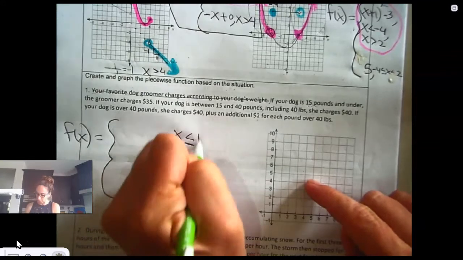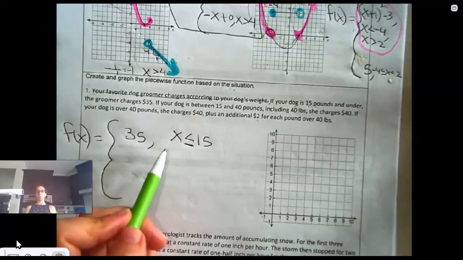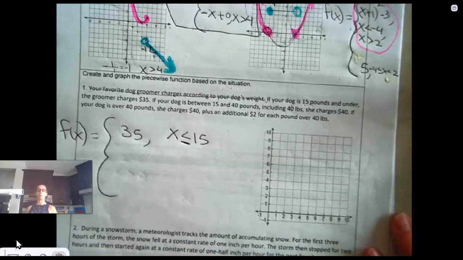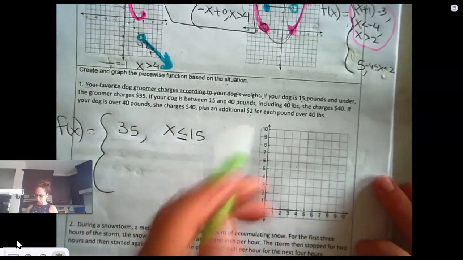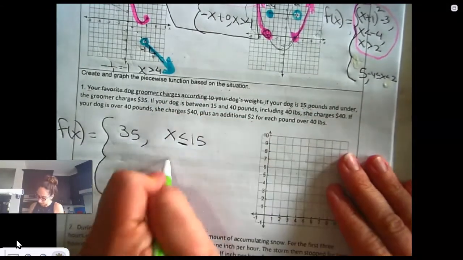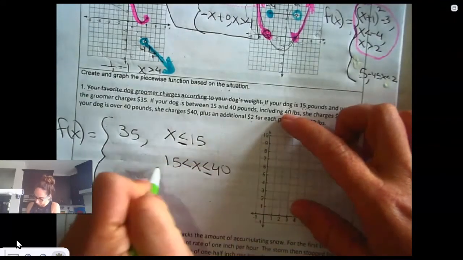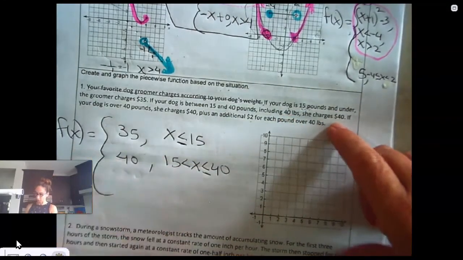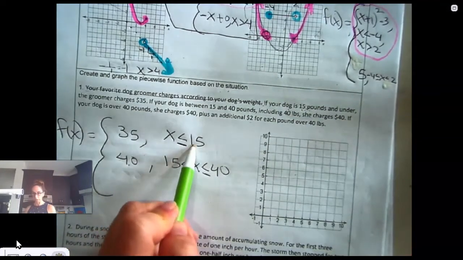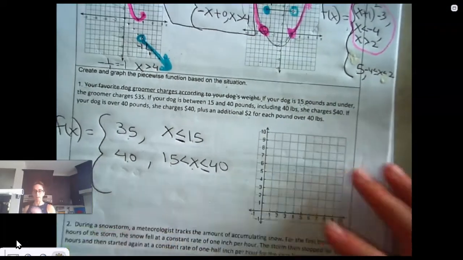Okay, if your dog is 15 pounds or under, the groomer charges you $35. So if you're 1 pound, $35. 10 pounds, $35. 15 pounds, $35. Okay? So this graph isn't very awesome. And then if you're between 15 and 40, where they're including 40, then they're going to charge you $40. So if you weigh 20 pounds, $40. If you weigh 15 pounds, $35. But if you weigh 15.1 pounds, you're automatically at $40.